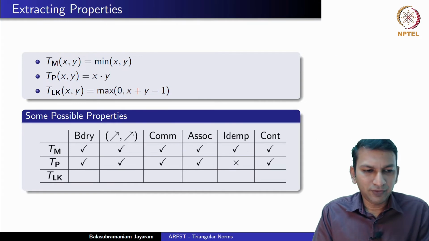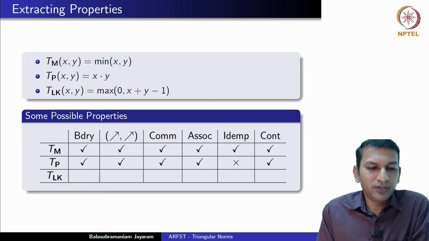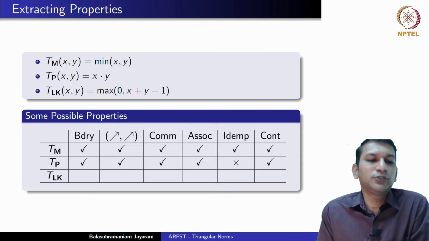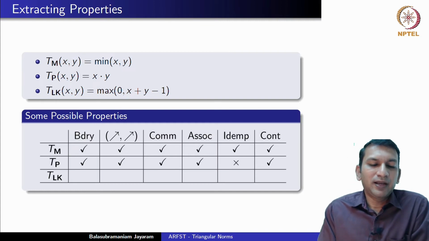This is what we have now. Consider the final conjunction, which is the Lukasiewicz conjunction. We know it satisfies the boundary condition. If you fix y and increase x, it is increasing, so it is increasing in both variables. It's commutative, associative, we have seen this. We also know it is not idempotent, and as a polynomial in x, y, it becomes continuous too.